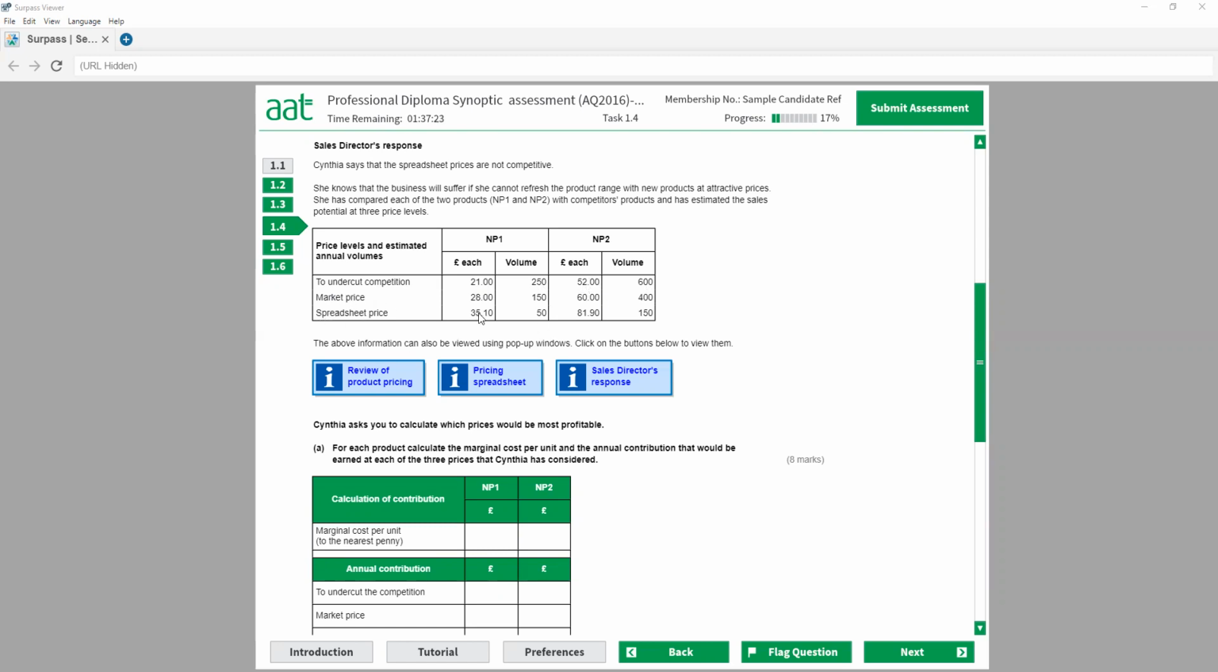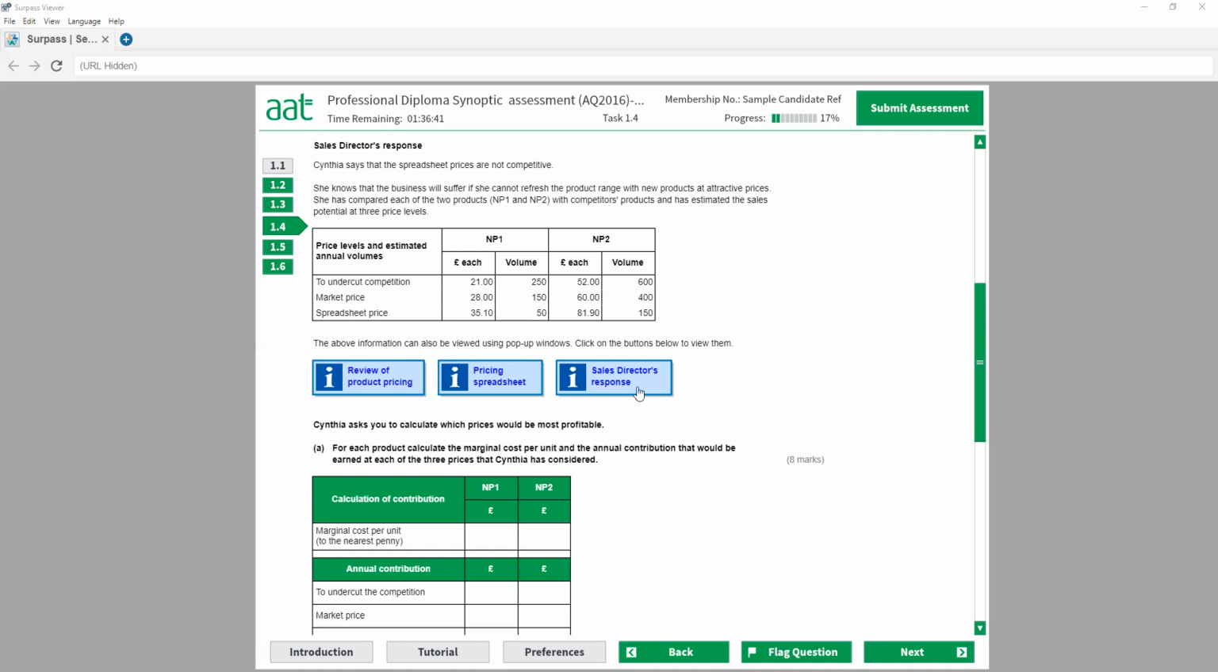At the market price, currently the price is 28, and this can sell up to 150. And for NP2, the market price for one unit is 60 and they can sell 400 volume. The spreadsheet price, the price we propose with the 30% markup, is 35 pounds, which is quite a bit higher than the market price. Because the price is high, the volume is down, so only 50 units we can sell for the whole year. And for NP2, if I keep the price at 81.90, I can only sell 150 for the whole year.